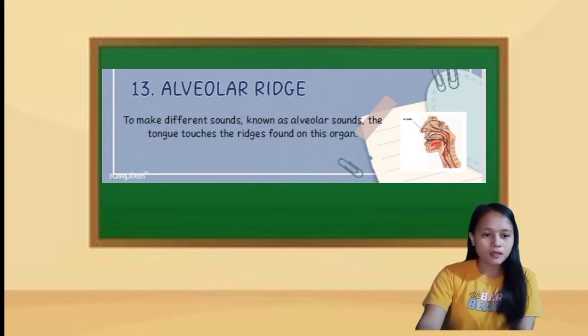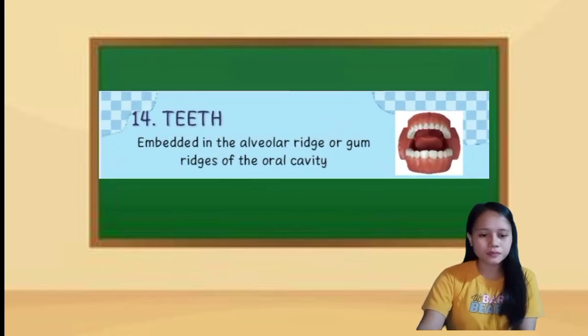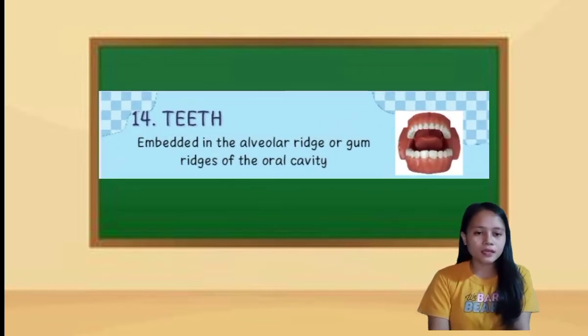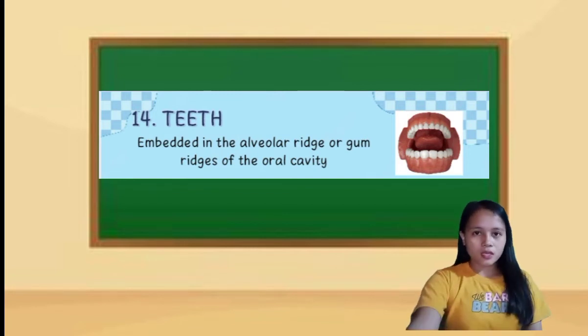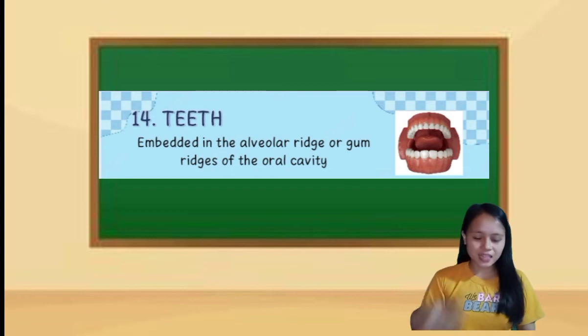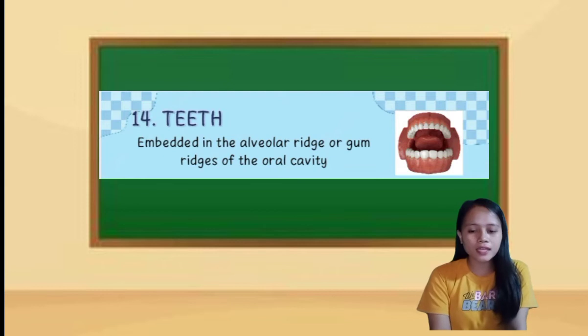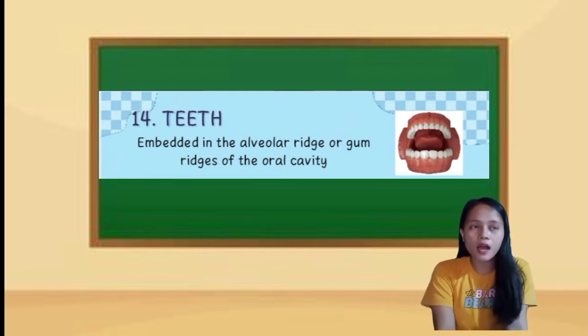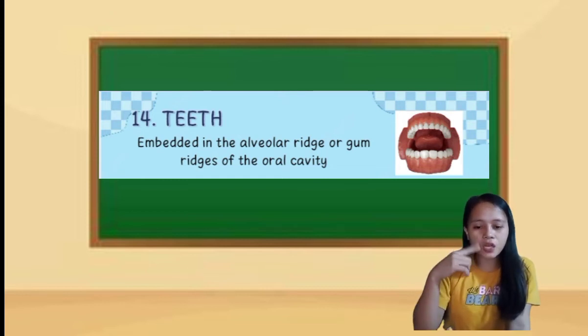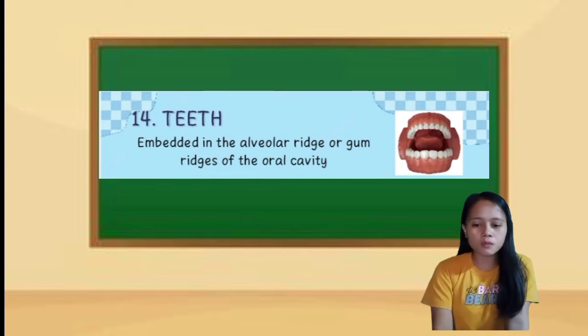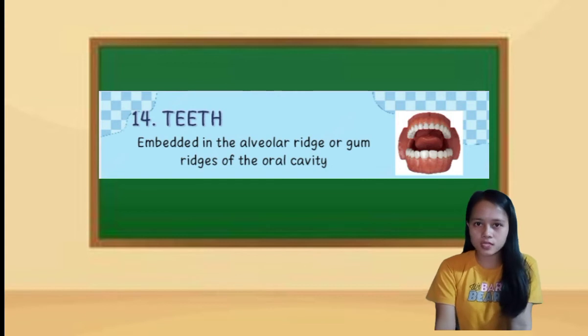Okay. Next one is the teeth. Teeth are embedded in the alveolar ridge or the gum ridge in the oral cavity. So, this is our teeth. And just like the lips, the teeth are one of the important parts of the organs of speech because both upper and lower parts of the teeth are used in producing sounds like dental and labiodental consonant sounds.